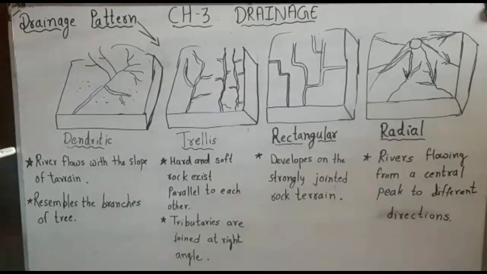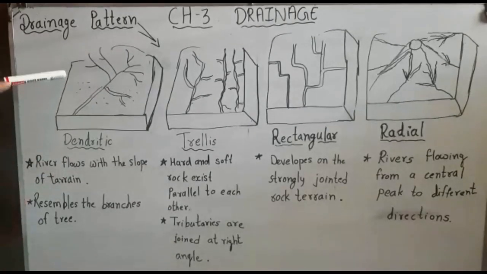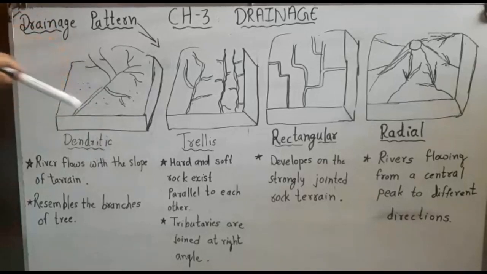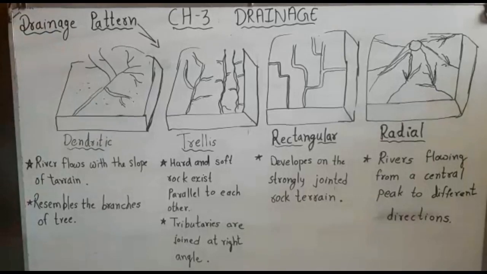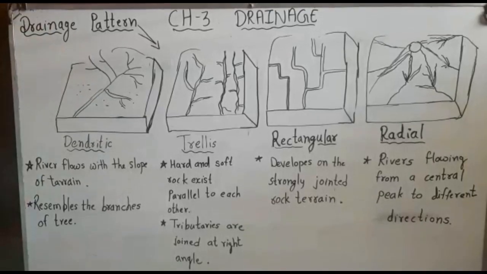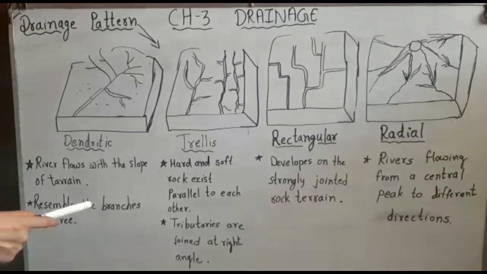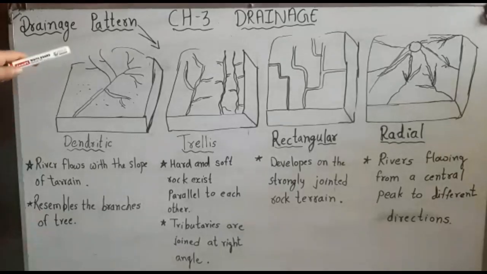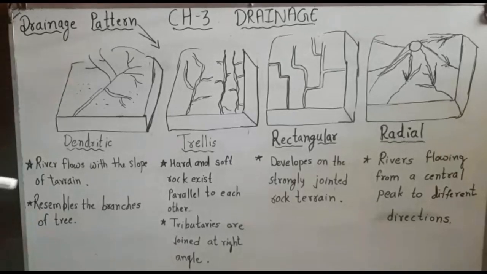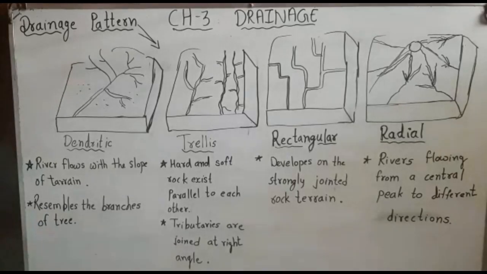And here are the important points you can learn for this dendritic pattern. The river flows with the slope of the terrain, meaning the river flows according to the terrain and slope, that's why it divides into different branches and forms a tree pattern. It resembles the branches of a tree. You can just see the pattern, you can understand it properly.